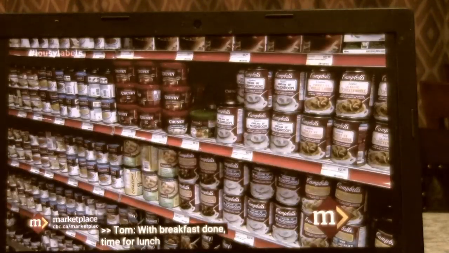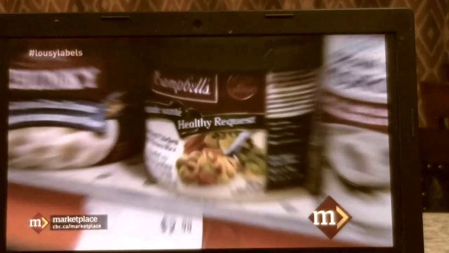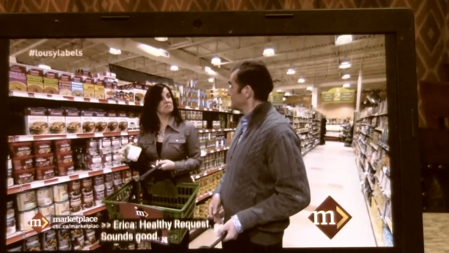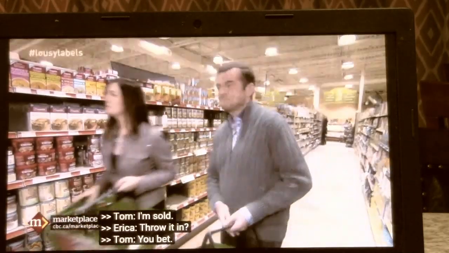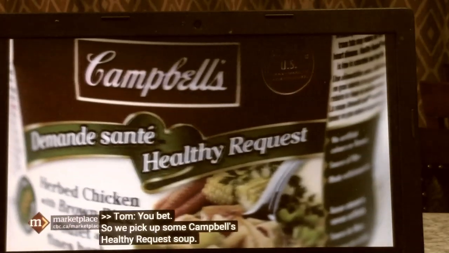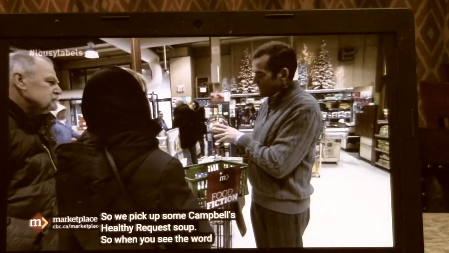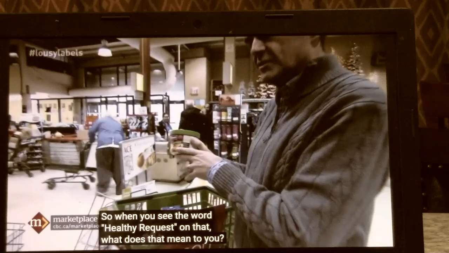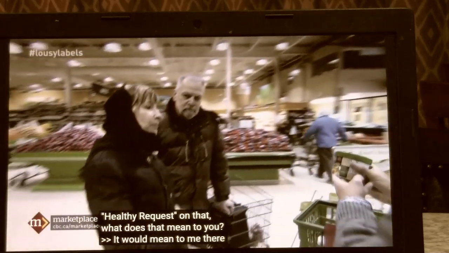With breakfast done, time for lunch. Healthy request. Sounds good. I'm sold. Throw it in. You bet. So we pick up some Campbell's Healthy Request soup. So when you see the words healthy request on that, what does that mean to you? It would mean to me there would be more vegetables in there.